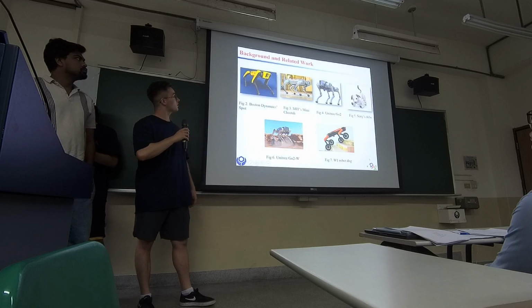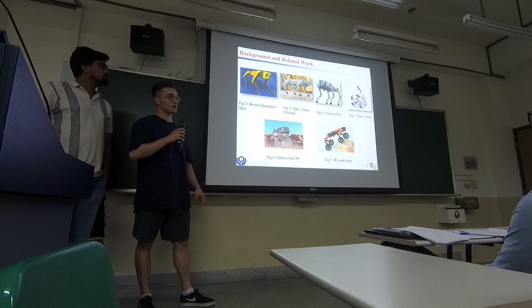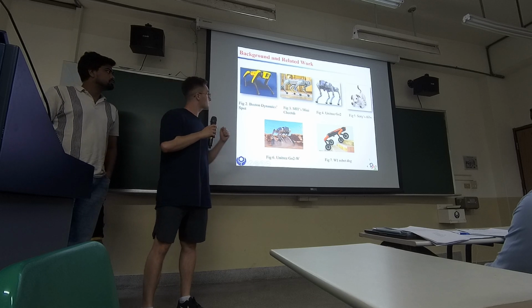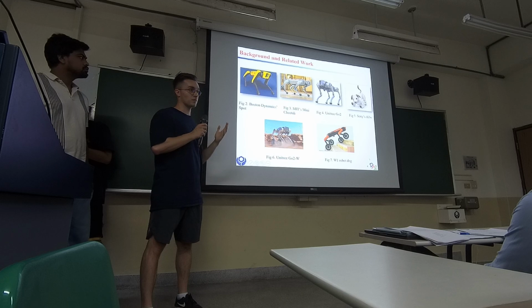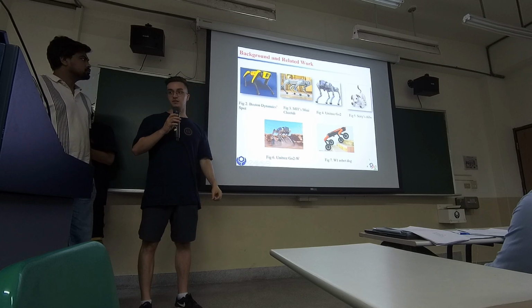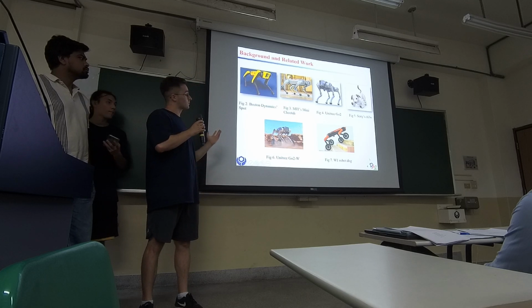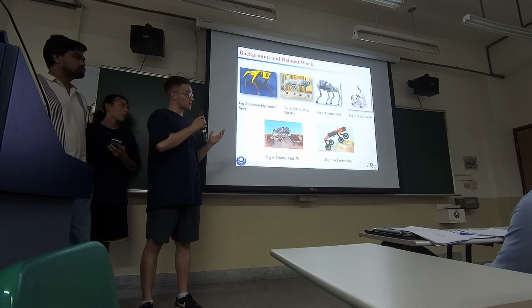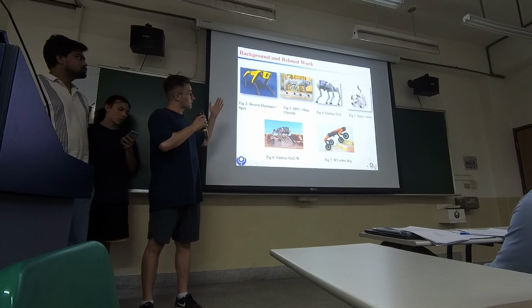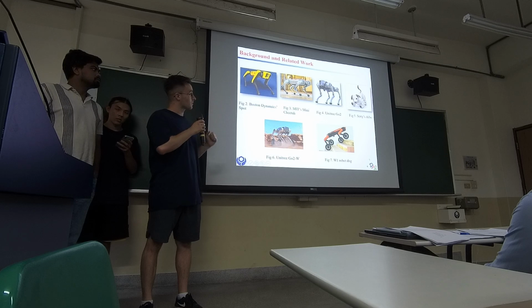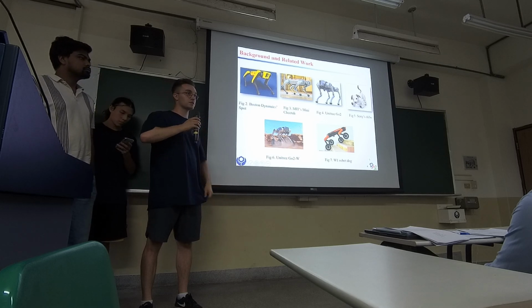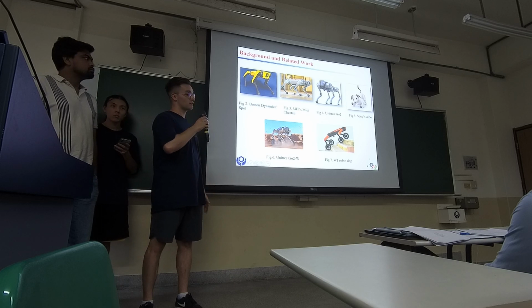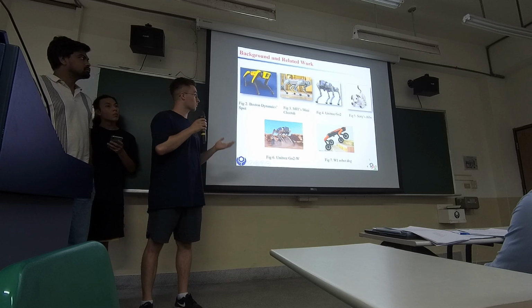For our background and related work, we have here several examples. The first one is Boston Dynamics. It can walk automatically and is really good for industry, but it's really expensive. The second one was developed by MIT. It's called Mini Cheetah, but it's just for studies and research, so you can't use it in the real world.